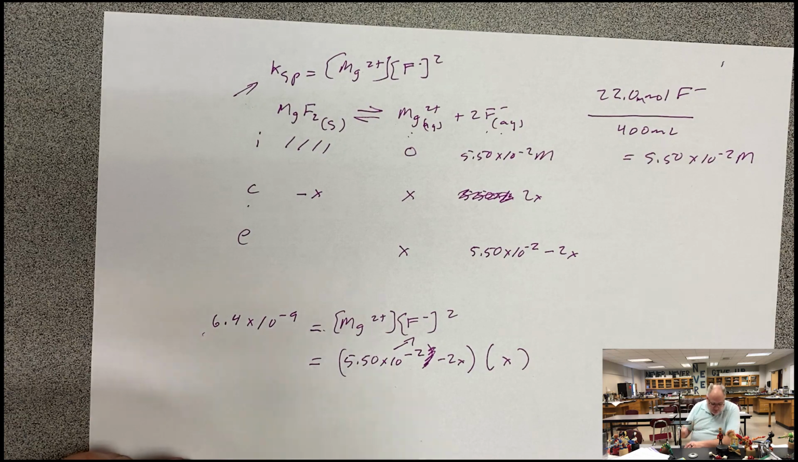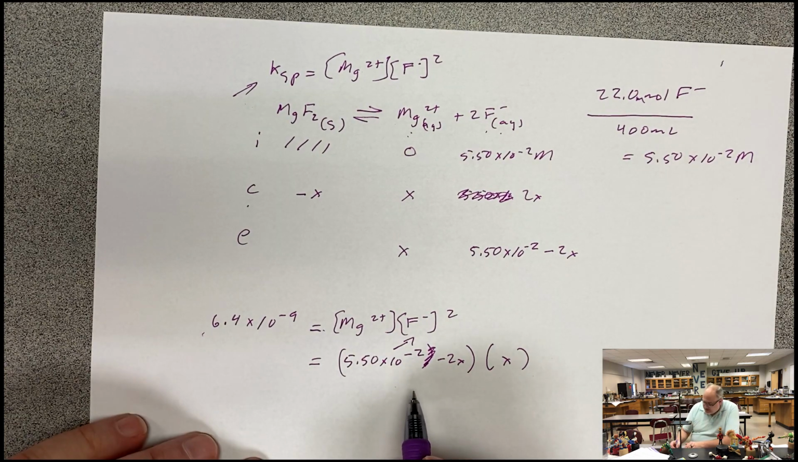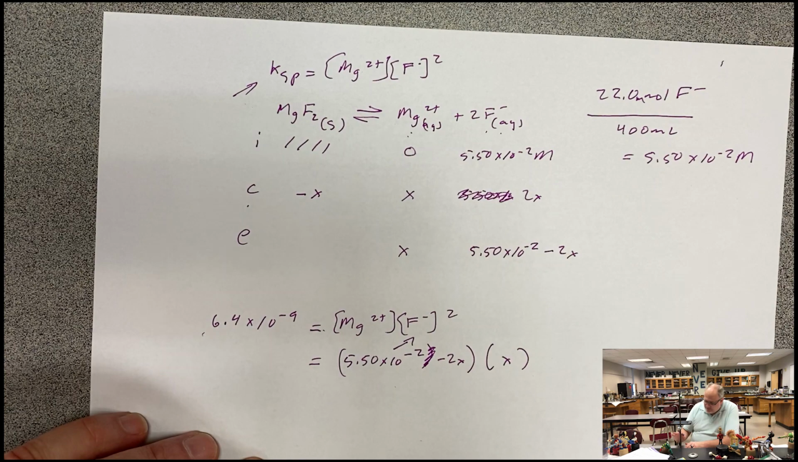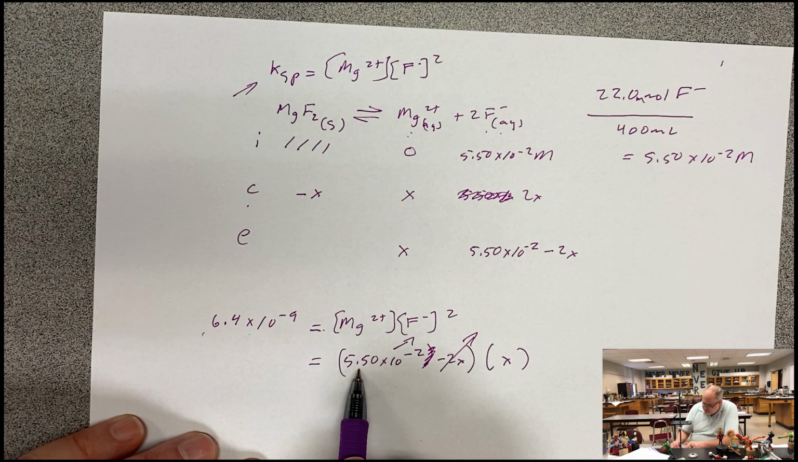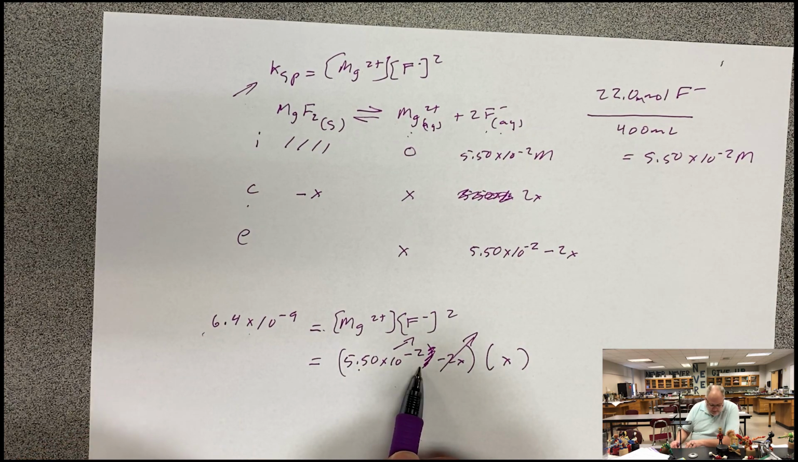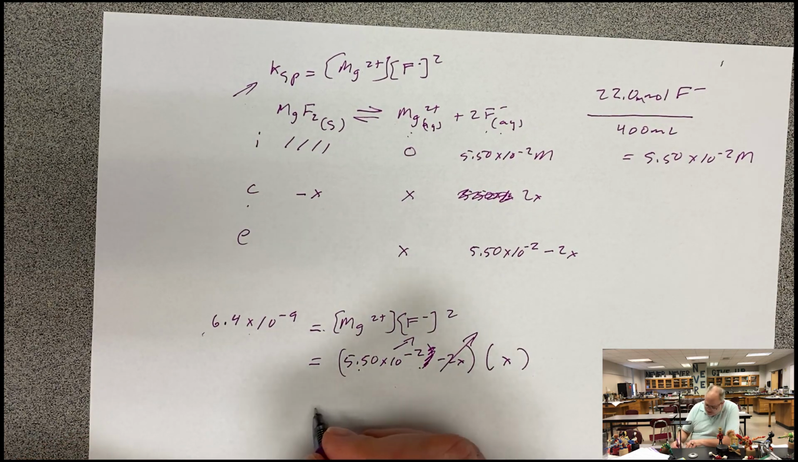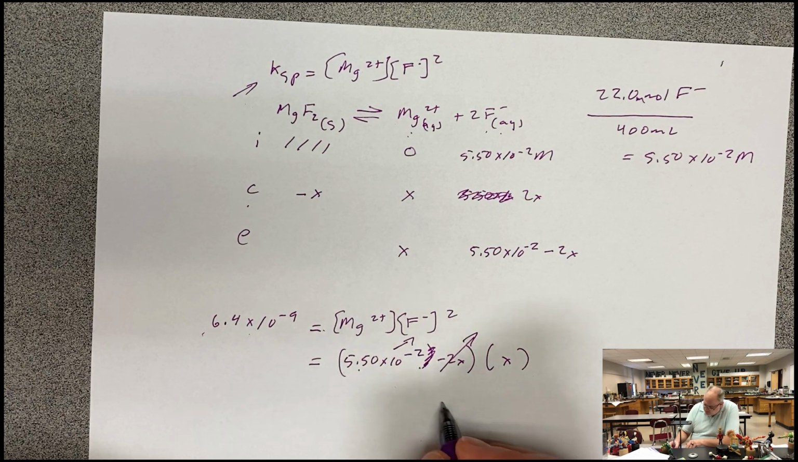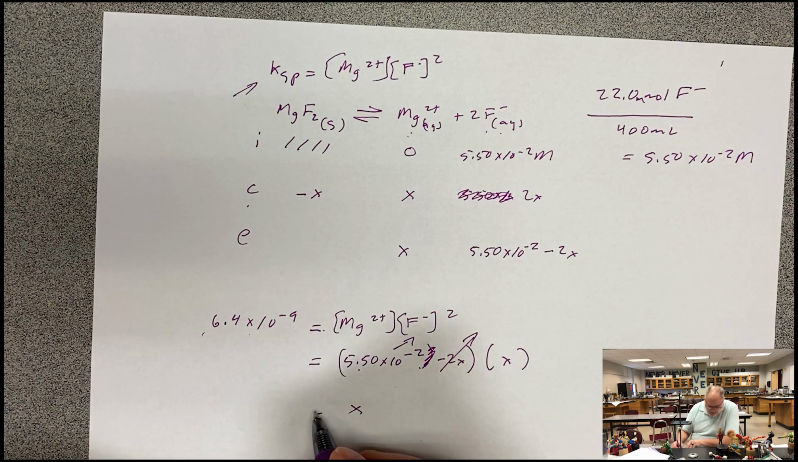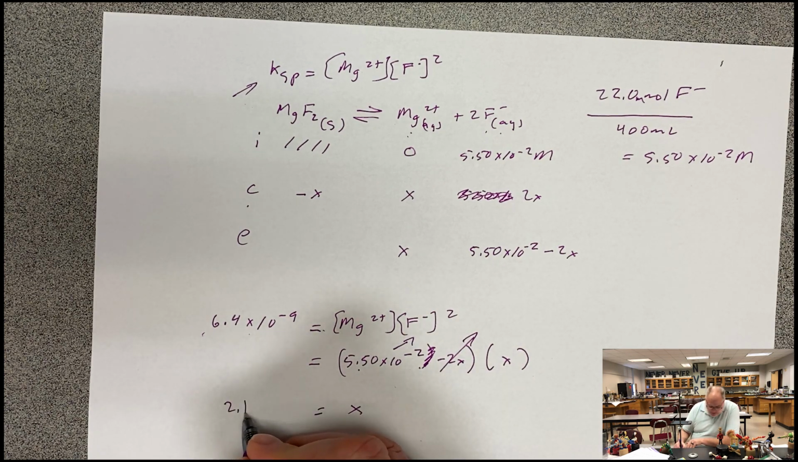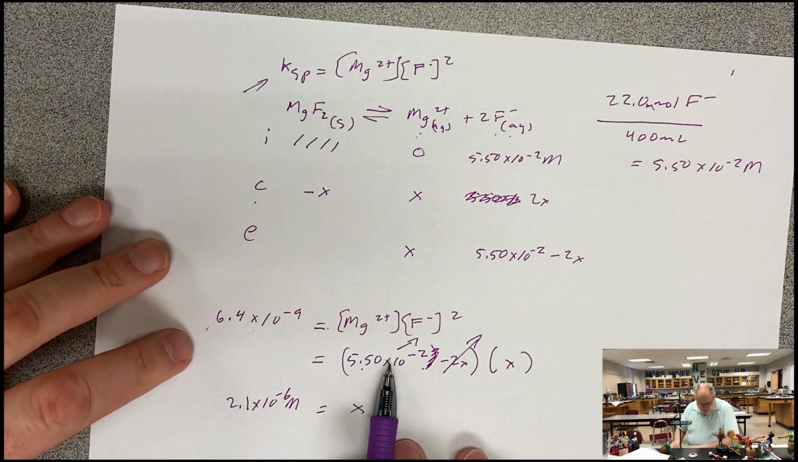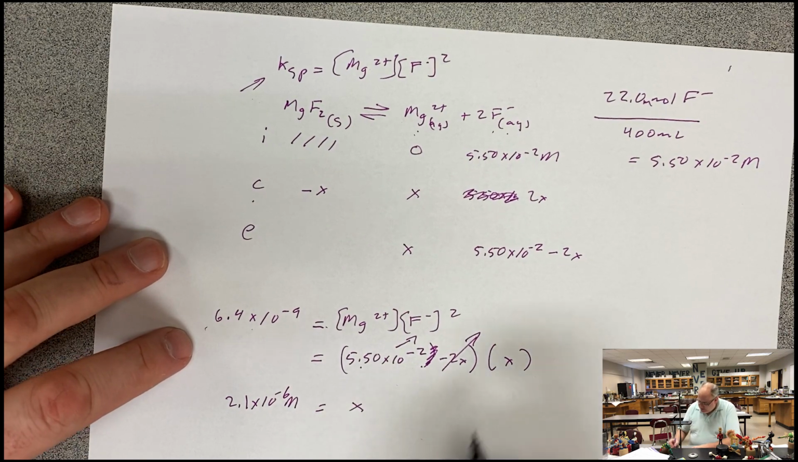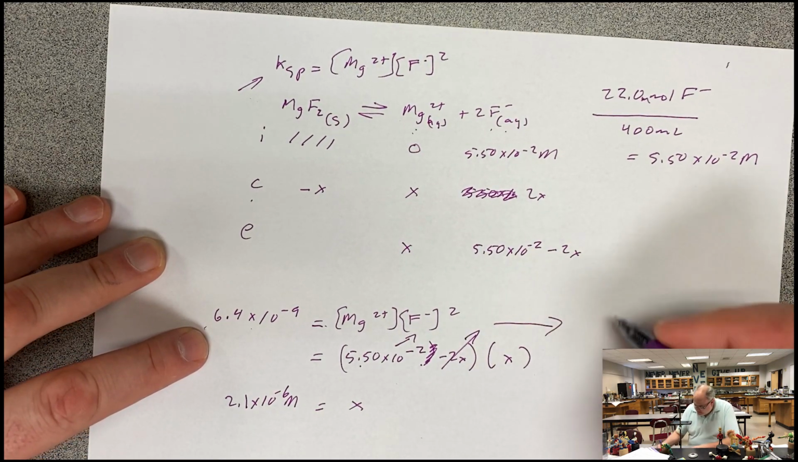Now, one of the cool things about these problems is that because this is a really small K value, we can get rid of this 2x compared to this 5.5 times 10 to the negative 2. When we set that up and solve all this out, our x value is going to be equal to 2.1 times 10 to the negative 6 molar. Again, this is ugly, so if you want to see a better version of this, you can look in the textbook. But if I had to do this again, I would do it like this.